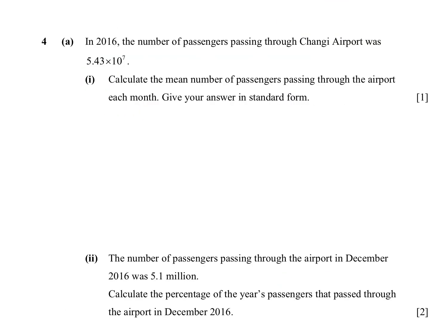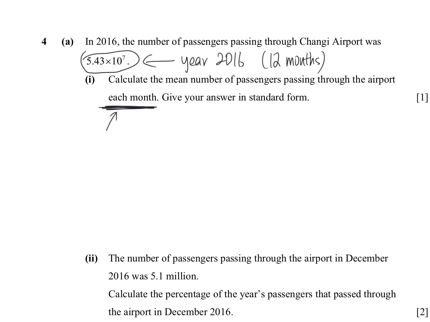They say the number of passengers passing through Changi Airport was this amount. Can you calculate the mean number of passengers for each month? This is for the year 2016, and 2016 has 12 months, right? So they ask you for the mean number per month. You don't divide by 2. You divide this number by 12, because you want to know the average number per month.